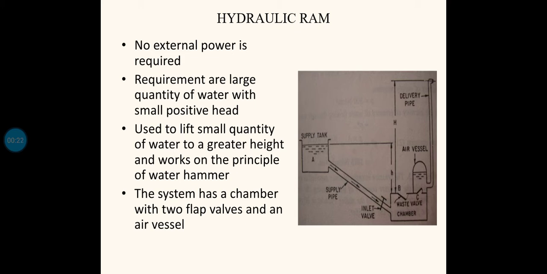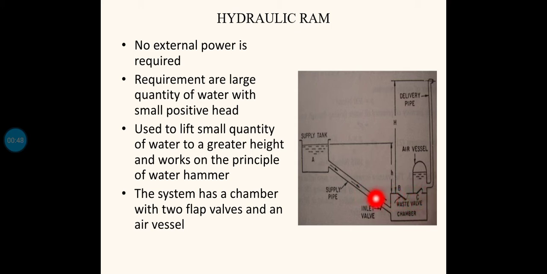First hydraulic system is hydraulic ram. You can see in the figure, this is the picture representing the hydraulic ram. You can see a supply tank will be there and a supply pipe is there through which the water from the supply tank will be reaching this portion. In order to control the flow of water into this chamber, there is an inlet valve at the end of the supply pipe, and this is the chamber where we can store the water.